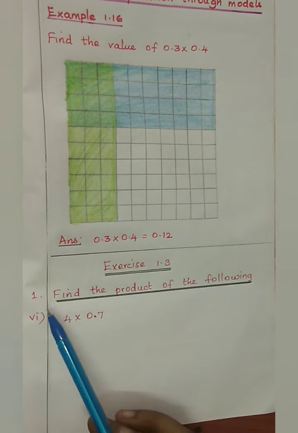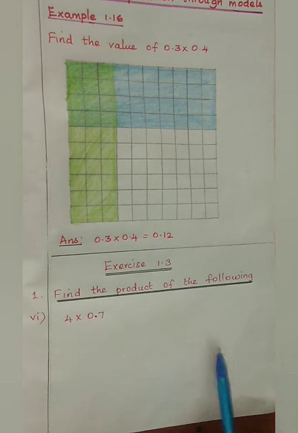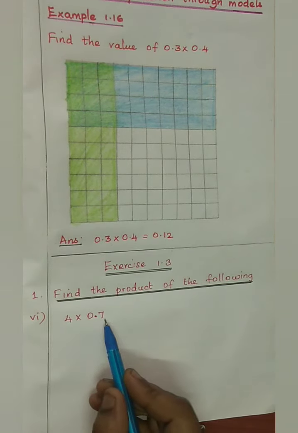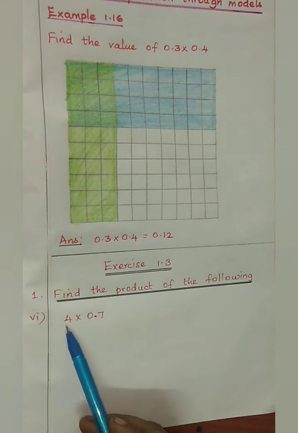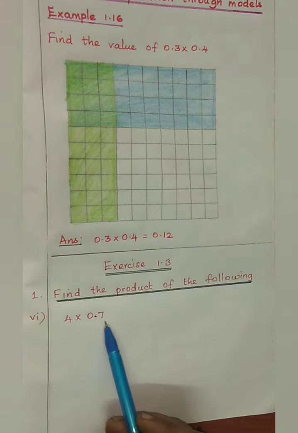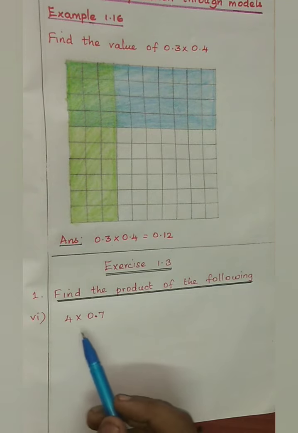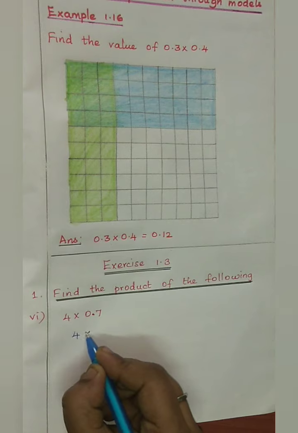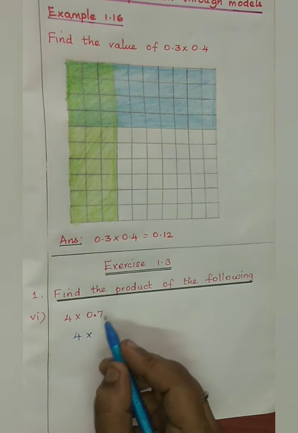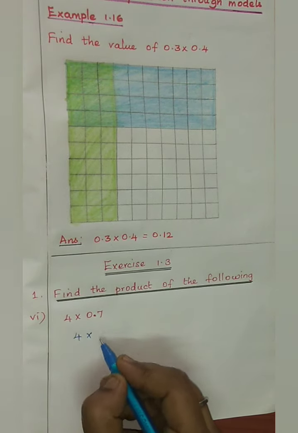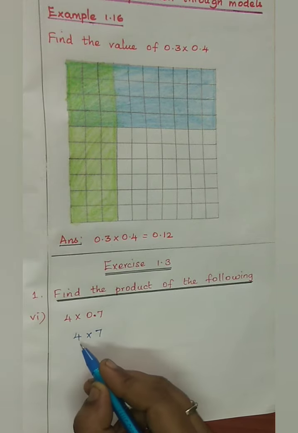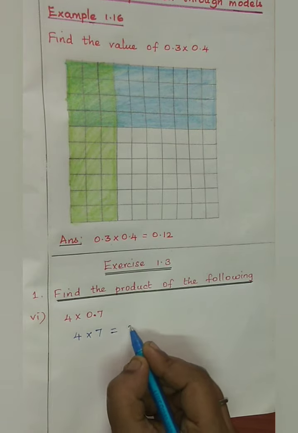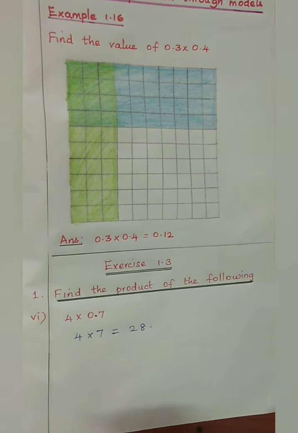Exercise 1.3, first problem. Find the product of the following. Sixth subdivision, 4 into 0.7. So the first number is a whole number, the second number is a decimal number. Write both the numbers without the decimal point. 4 into, here we have 0.7. So forget about the decimal point, write only the number 7. So we know that 4 sevens are 28.